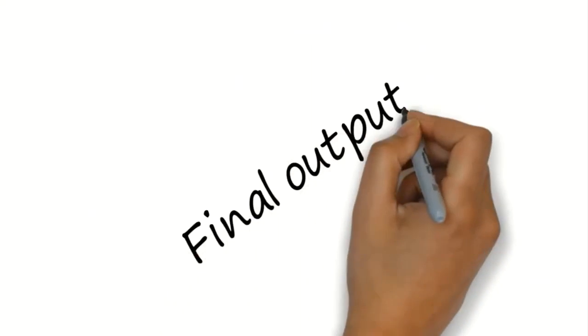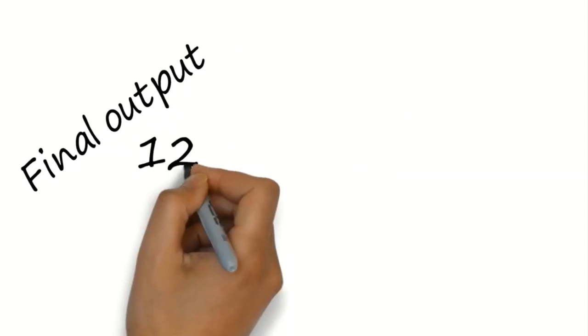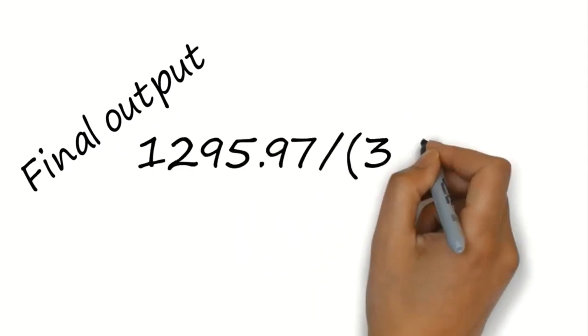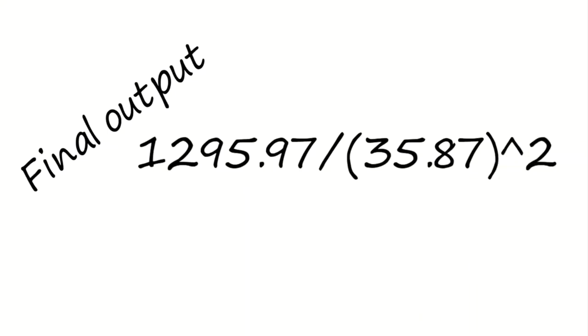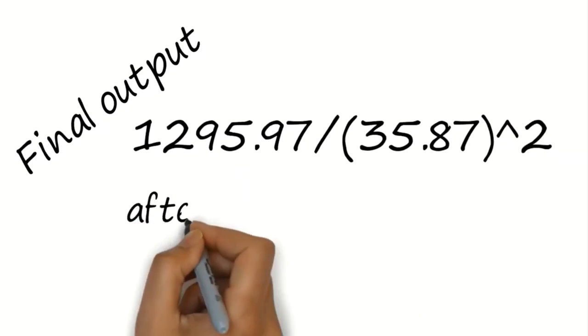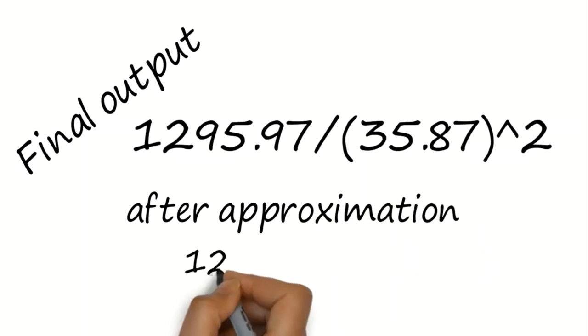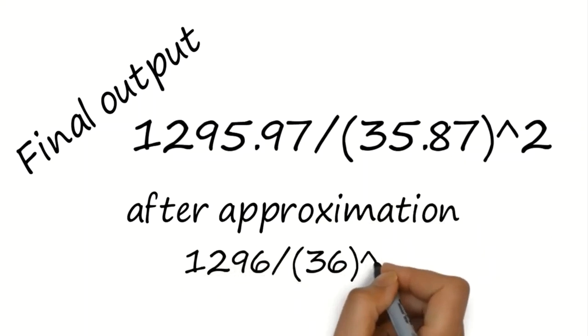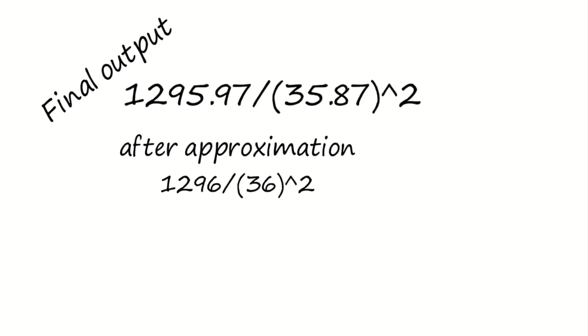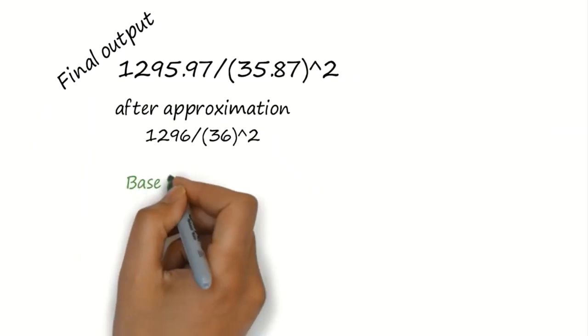Let's do a quick recap to find the solution of 1295.97 divided by 35.87 square. So, first step was approximation of numerator and denominator. And we have got 1296 divided by 36 square. Finding 36 square will have following steps.